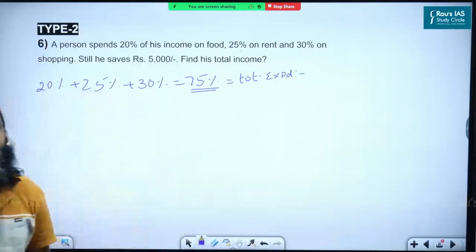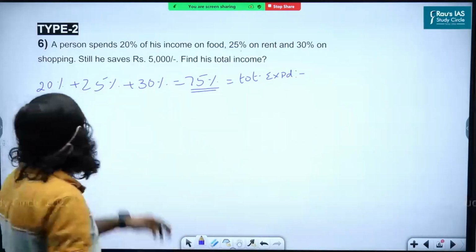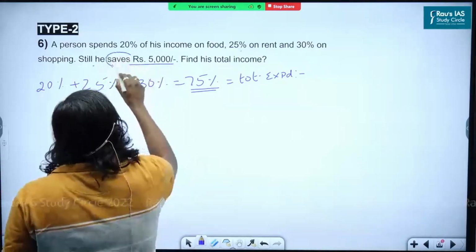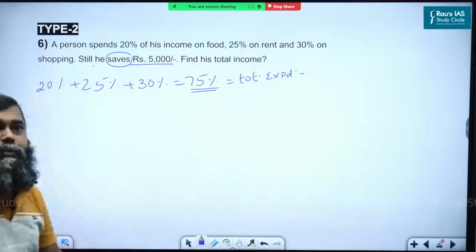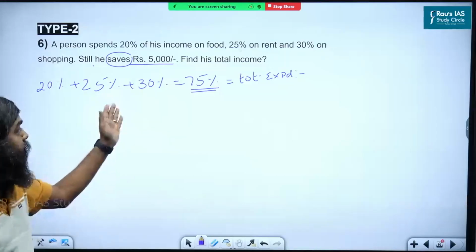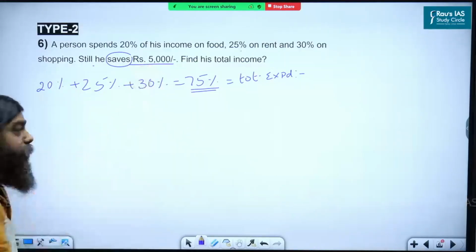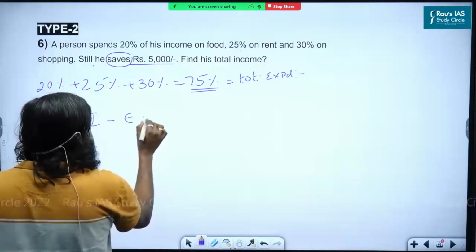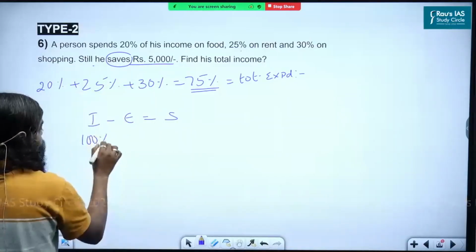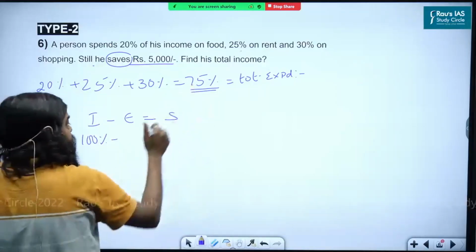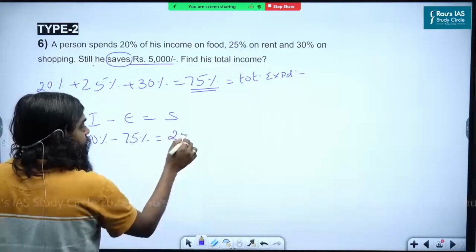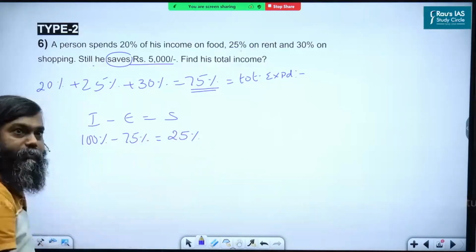Okay? Now, still he saves rupees 5,000. What is called saving? Left out income. That means if you subtract expenditure from income, whatever is left out is called your saving. So income minus expenditure is your saving. How much income we don't know, assume 100%. What is your total expenditure? 75%. What is the left out income? 25%. That is called your saving.